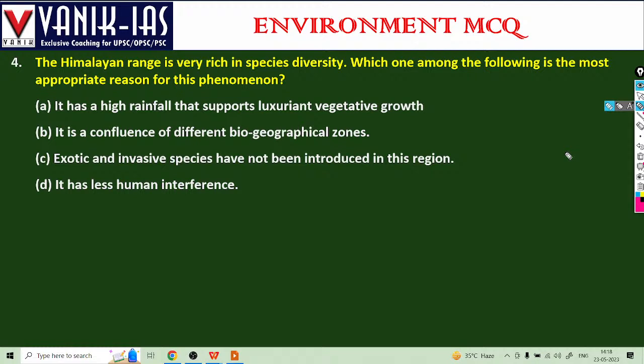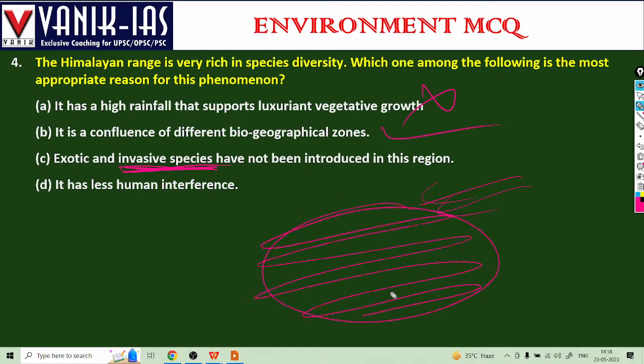It has high rainfall. No, the Himalayan range does not have high rainfall. Only the eastern Himalayas, the northeastern areas, have high rainfall. So this option is wrong. It is a confluence of different biogeographical zones. This option is right. Exotic and invasive species have been introduced in the region. When invasive or exotic species get introduced in a region, biodiversity does not increase. When invasive species enter a particular region, they dominate the community or environment, spread throughout it, and other species get threatened. So that does not increase the species diversity, it reduces it. So option C is completely wrong.